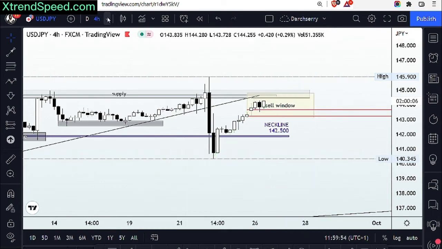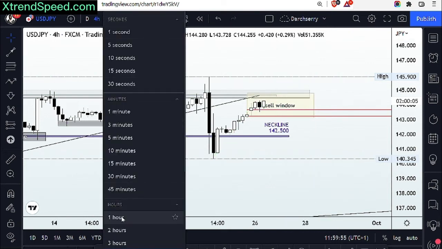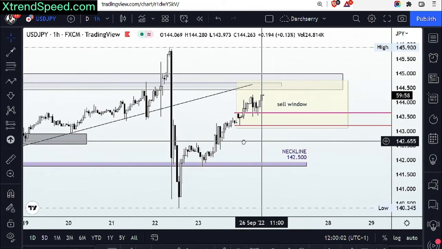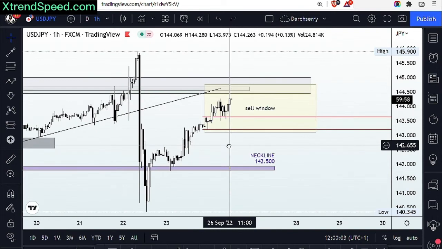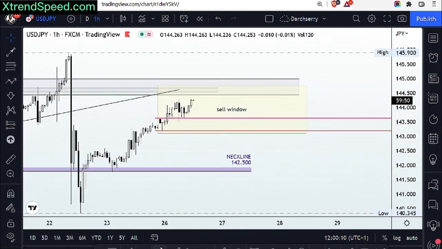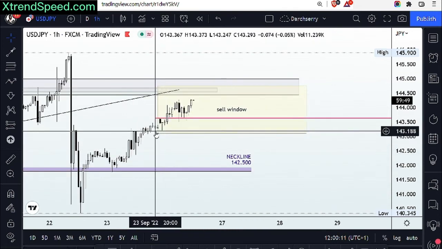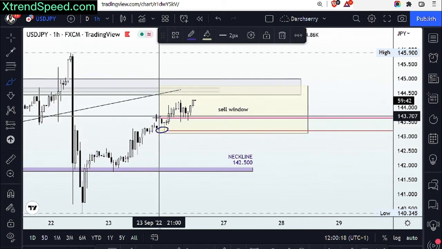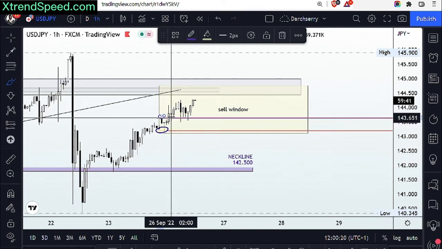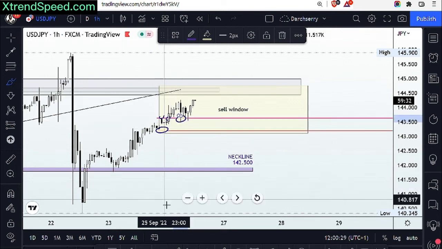So let's scale down to the 1 hour time frame and see how participants in this market have been relating to the sell window we identified here. Looking at what has happened since the beginning of the week, our price initially started at around the 143.200 area. We saw price rejected the 143.650 area before a final breakout of that level happened, and since then price has continued to reject the 143.600 area. So it's looking as if price wants to continue to go to the upside.